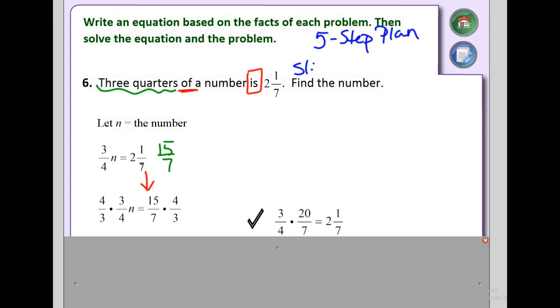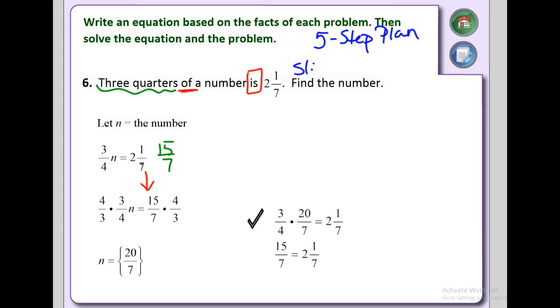All right. So now I took my 2 1/7 and I changed it to an improper fraction. Now, how do we get rid of that 3/4 in front of n? Yes, we multiply by the reciprocal. Okay, that's what I did right here. And so they all cancel each other out, and we've got 1. But what I do to one side, I do to the other.